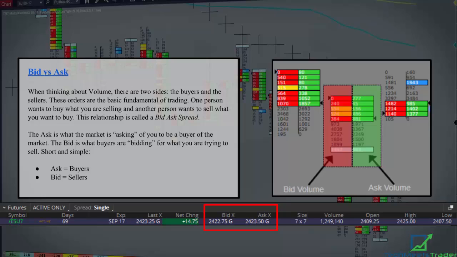In this example, we can see the difference between the ask volume and the bid volume on the order flow footprint. On the right side, we can see total executed volume on the ask, which is the buyers, and we can see the total executed volume of the bid, which are the sellers.